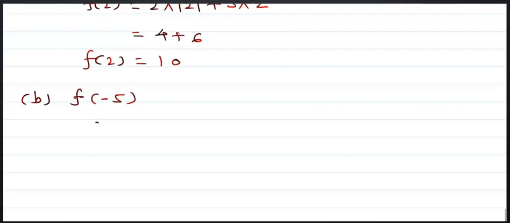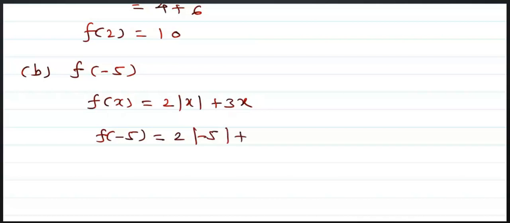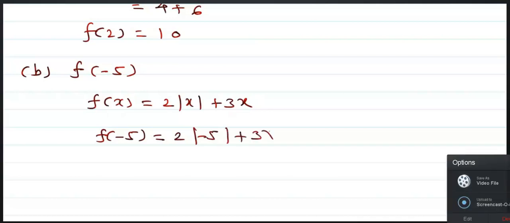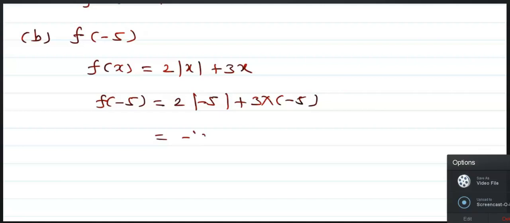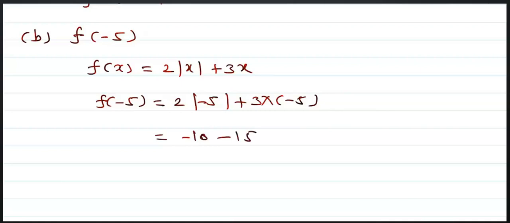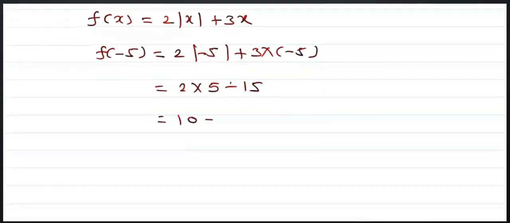Now next is f of minus 5. Therefore, f of x is equal to 2 mod of x plus 3x. Now here x is replaced by minus 5. That is equal to 2 into mod of 5 plus 3 into minus 5. But what is the mod of 5? It is plus 5. That is 2 into 5, that is equal to 2 into 5 minus 15.